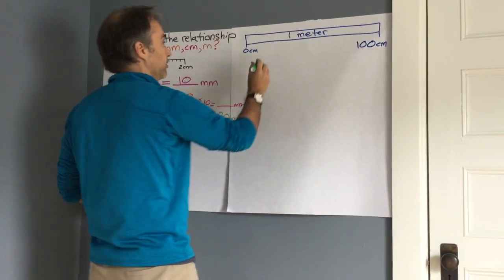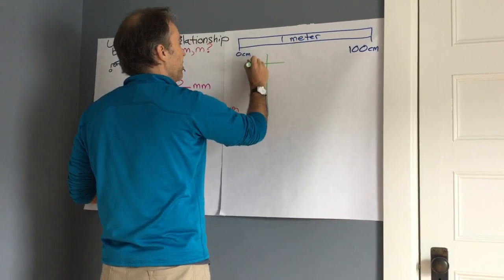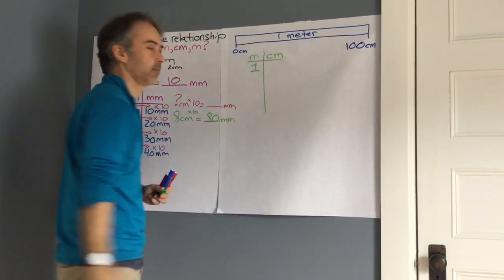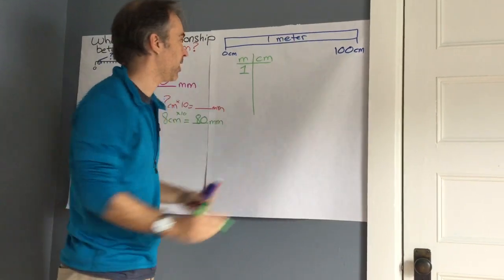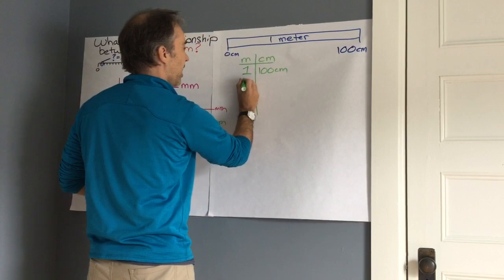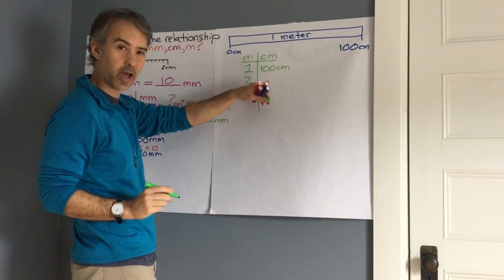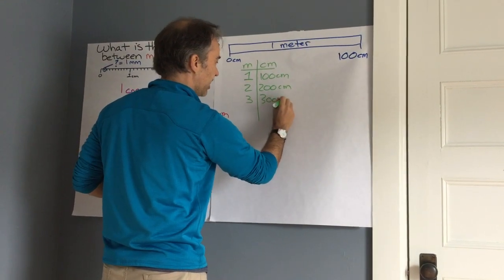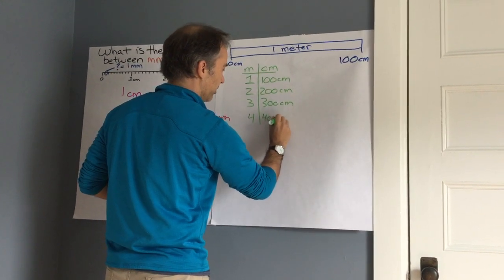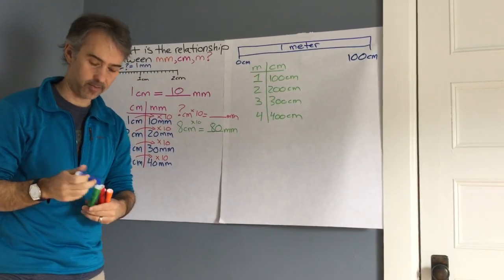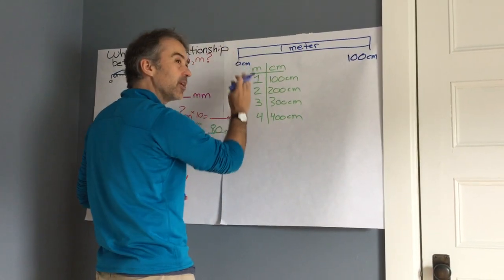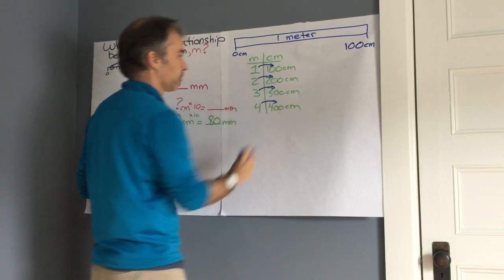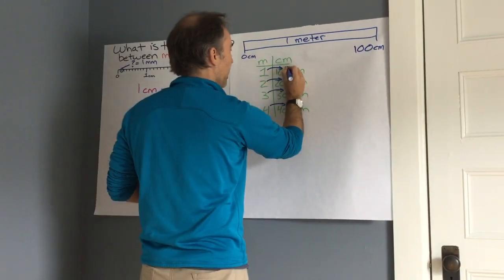So let's make another table. Let's call this my meters, and let's call this my centimeters. So if I have 1 meter, how many centimeters do I have? I have 100. If I have 2 meters, how many centimeters do I have? So I'm going to complete this table. 3 meters, 300 centimeters. 4 meters, 400 centimeters. Do you notice a pattern? To get from meters to centimeters, what am I doing every time? You're right, I'm multiplying by 100.